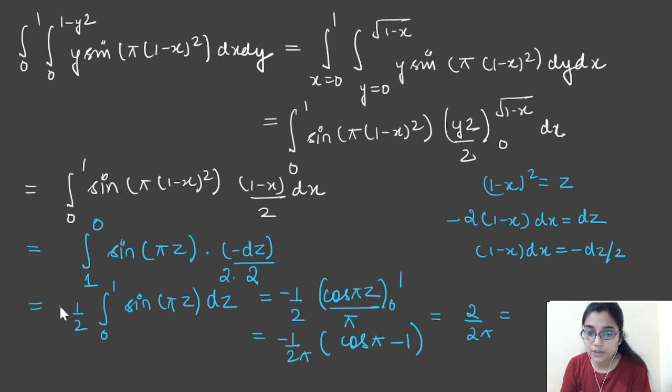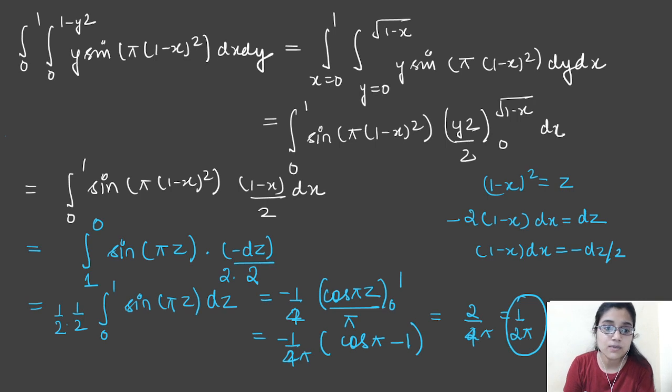So this is going to be your 1 by 4 here. Fine, this is 1 by 4, and now here you got 2, so the answer is going to be 1 by 2 pi. Fine, the answer is going to be 1 by 2 pi because cos pi is minus 1, minus 1 minus 1 is minus 2, and this minus leads to plus 2. So 2 by 4 pi is going to be 1 by 2 pi.